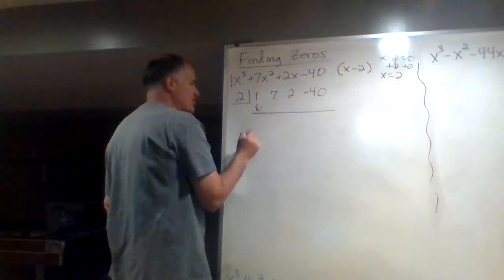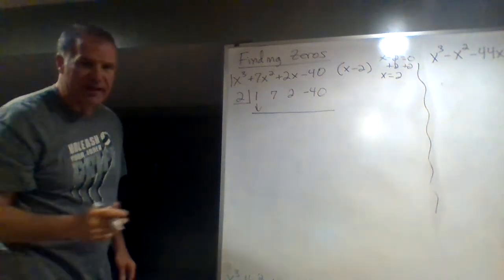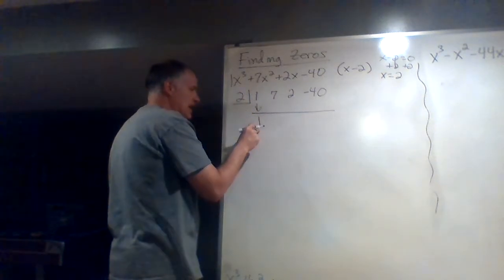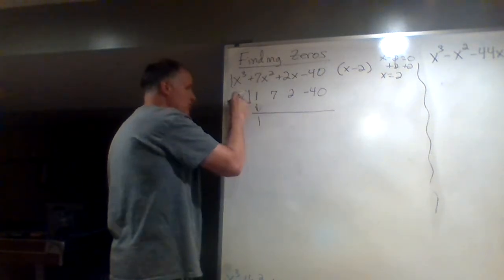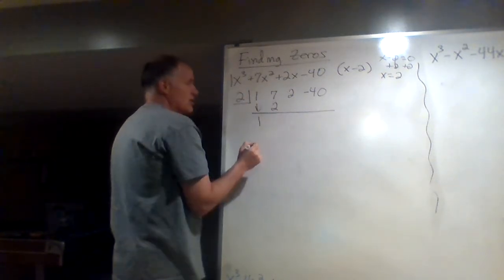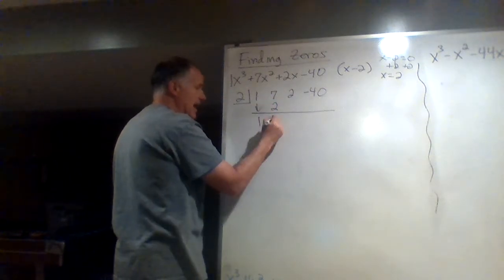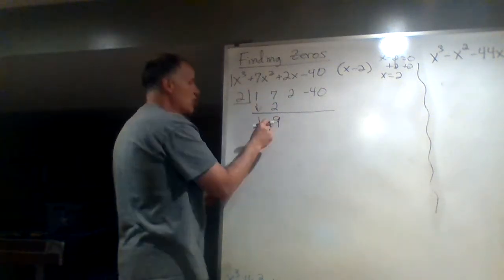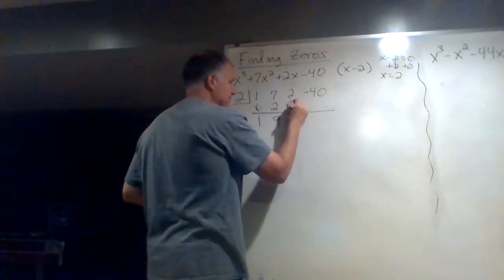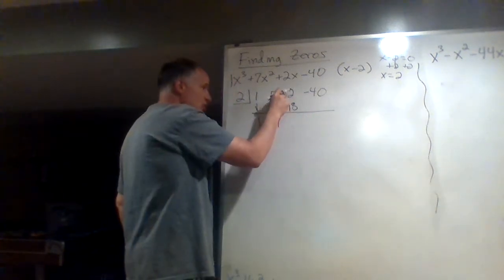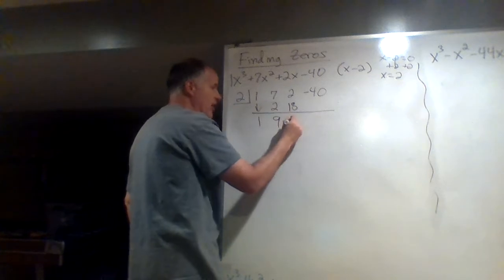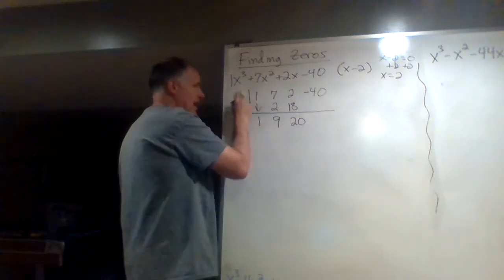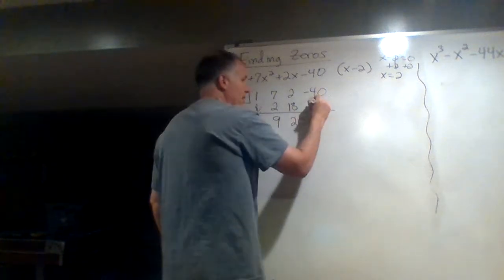Okay, remember, it's been a little while, but the first number comes down. So 1 comes down. Remember, box times the bottom goes underneath the next number. So 2 times 1 is 2. So 2 goes under the 7. 7 and 2 are both positive, so they'll add together. Okay, 2 and 9, 18. 2 here and 18 are both positive. They'll add to 20. Again, box times the bottom, 2 times 20, 40.